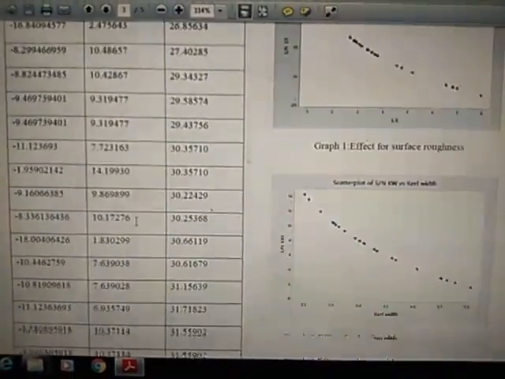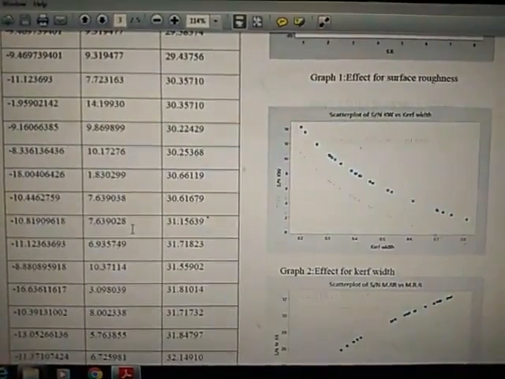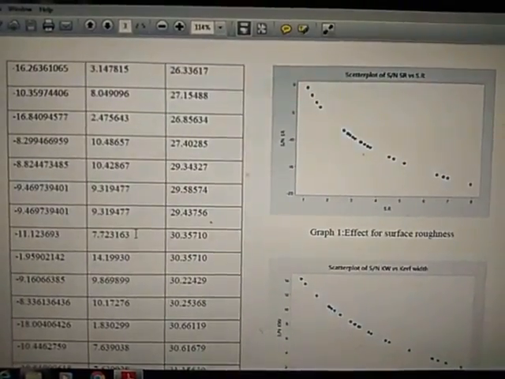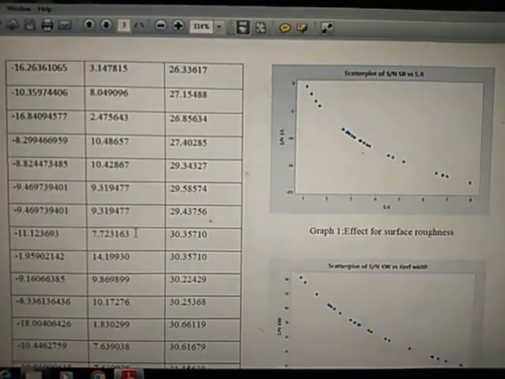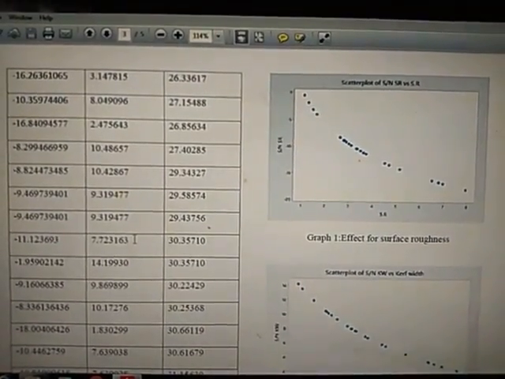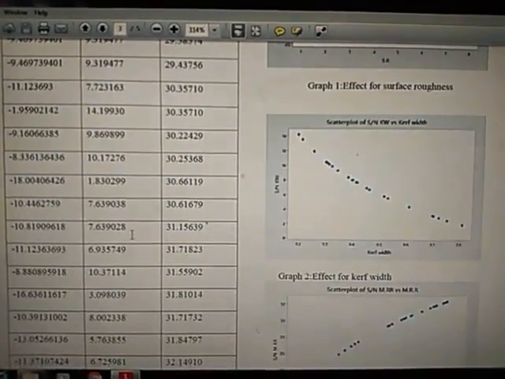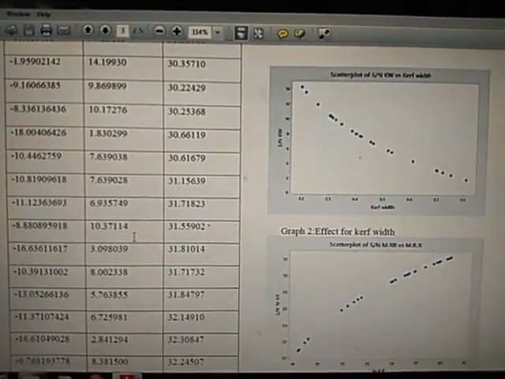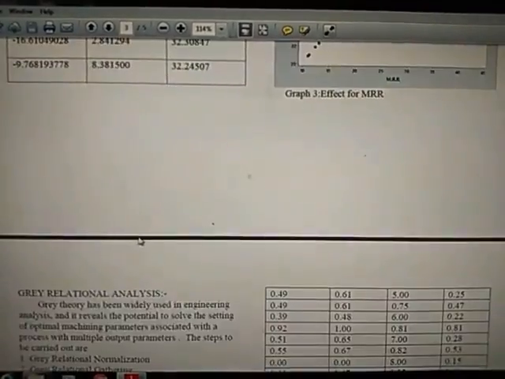There are 3 graphs here. One graph is plotted of the signal to noise ratio of surface roughness against the output of the surface roughness, and the same with kerf width and material removal rate.